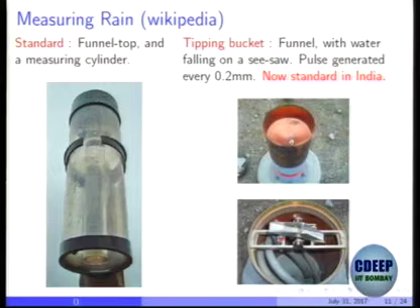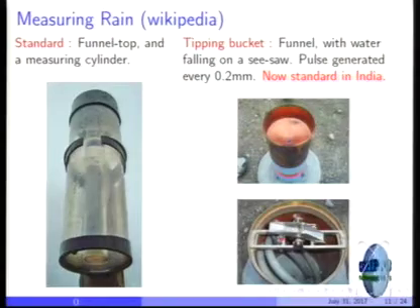So the funnel, and from here water flows steadily through here into this tumbler. Once this tumbler gets full, what happens? The tumbler topples, and the new tumbler comes in, and this water can be thrown. This water need not be collected, because once the tumbler has turned, a pulse is generated, 0.2 mm. Is that clear? Okay. So the moving bucket just keeps tumbling back and forth.